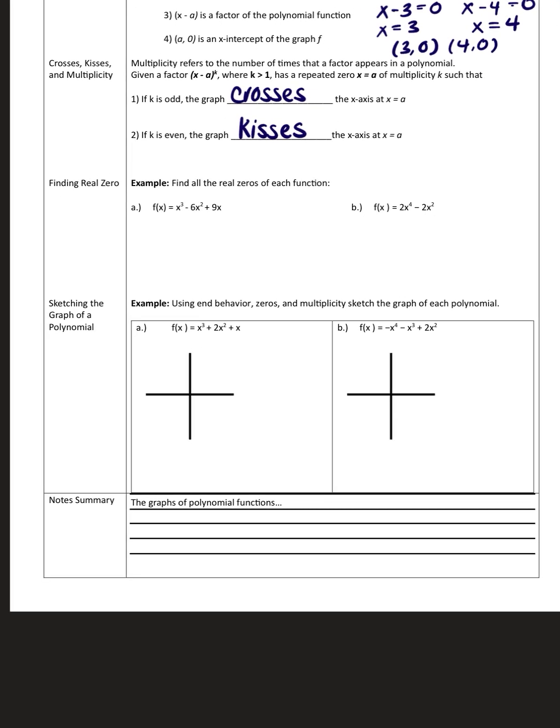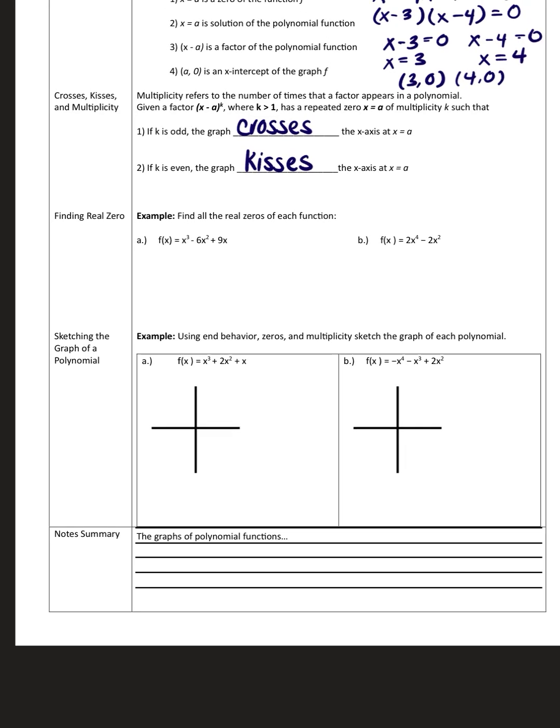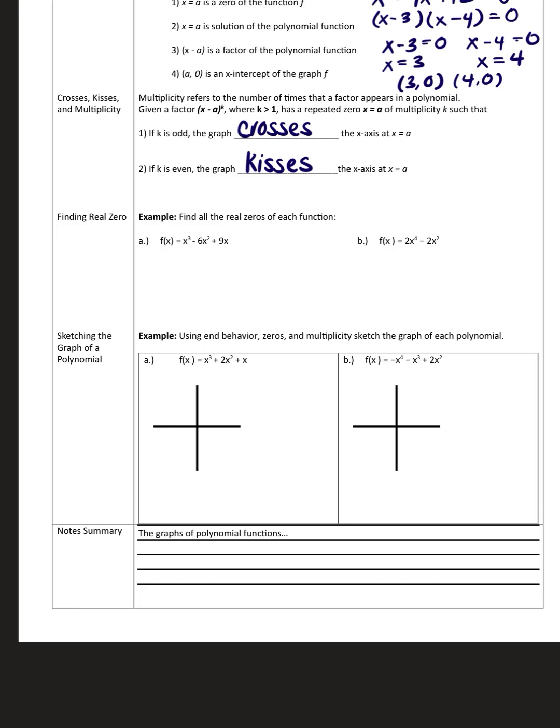All right? So let's find all of the real zeros of these upcoming functions, okay? So we're going to do what we just did for the example above, and then I'm going to talk a little bit about multiplicity. And don't worry, we're going to combine the crosses, kisses, and multiplicity with finding the real zeros, and it'll all make sense by the time you're finished your notes, all right?